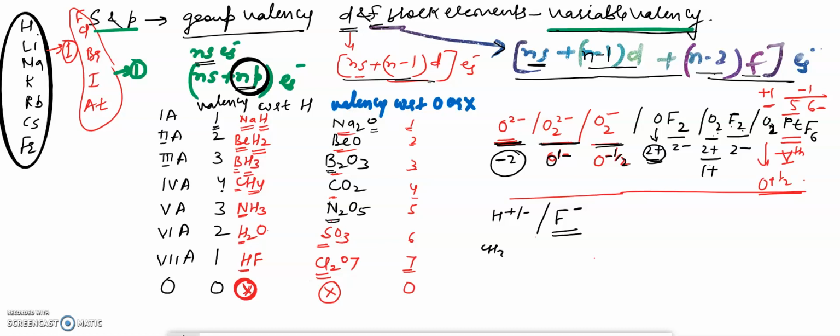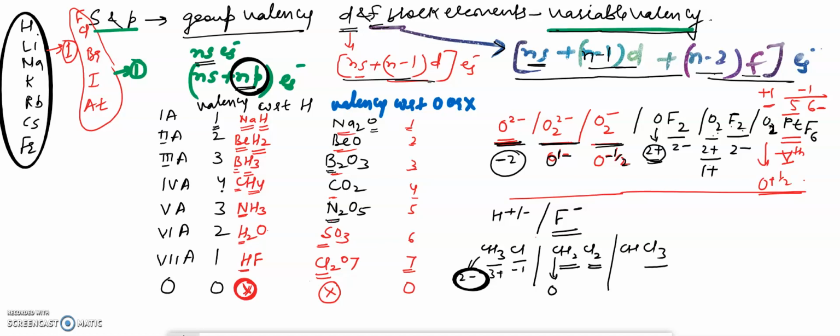See, in CH3Cl, chlorine is minus 1, hydrogens are 3 plus, so this carbon will show 2 minus oxidation state. In CH2Cl2, chlorines are 2 minus, hydrogens are 2 plus, so this carbon will show 0 oxidation state. CHCl3: chlorines are 3 minus, hydrogen is 1 plus, so 2 minus, so this carbon will be 2 plus. Then CCl4, this carbon will show 4 plus oxidation state. CH4, this carbon will show 4 minus oxidation state.